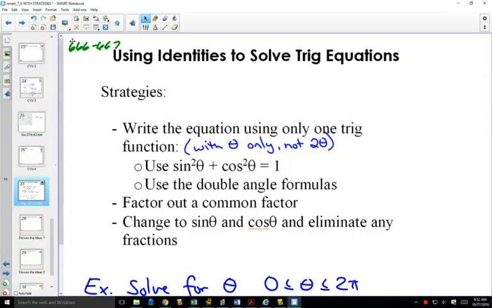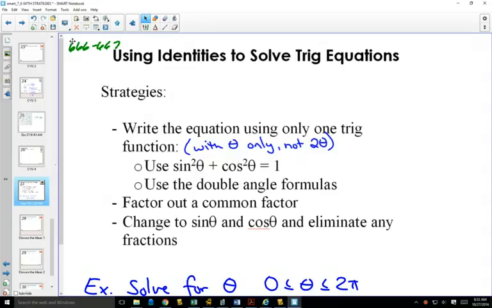So often we're going to have trig equations that we need to solve that are going to have more than one trig function, or a certain identity is going to appear in the equation, and so we need to use our identities to solve them. So here's some strategies. When you look at your equation, can you write your equation with only one trig function?